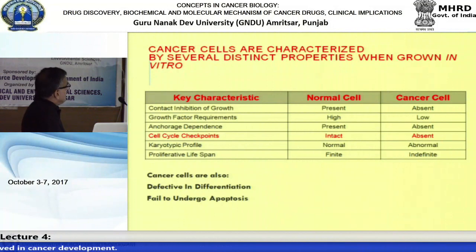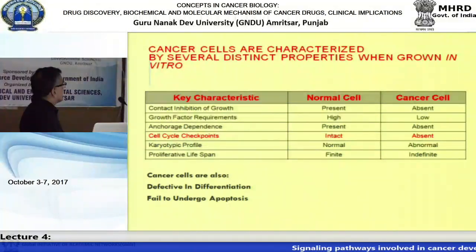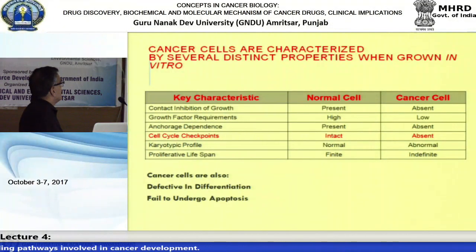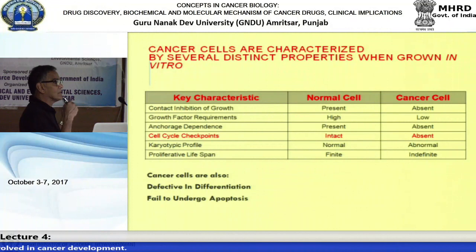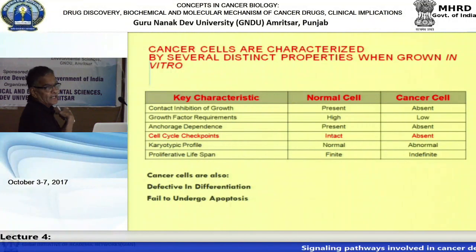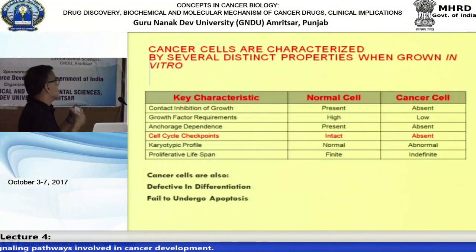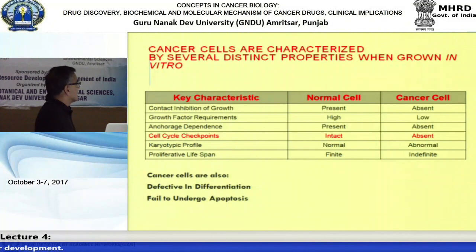Okay. This we talked about in the last class. The key characteristic differences between normal and cancer cells: contact inhibition is really a signature for cancer cells. Normal cells know their limit when the cells grow. When one comes near another cell, it stops piling over. There is a contact inhibition. Whereas the cancer cell has a loss of contact inhibition.